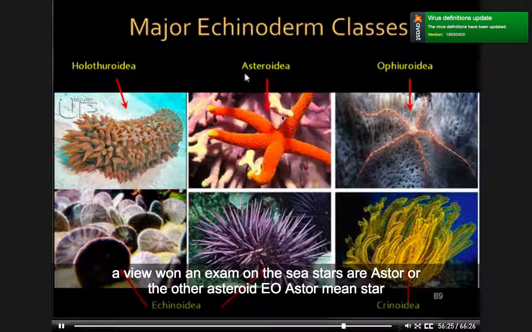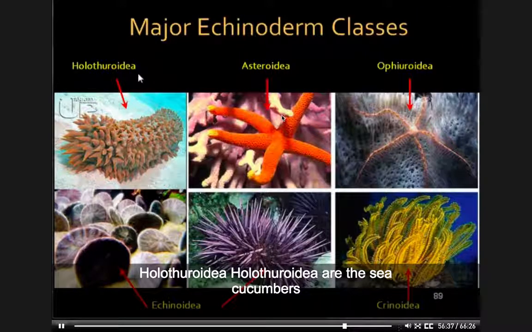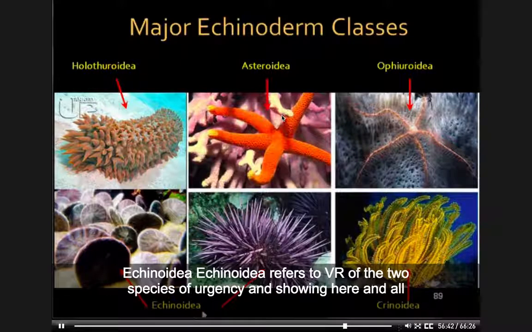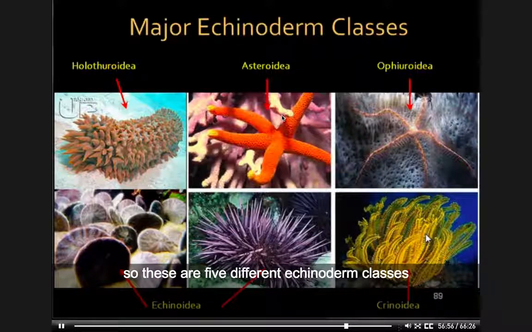The sea stars are Asteroidea. Aster means star. Ophiuroidea for brittle stars. Ophio refers to snake-like. Holothuroidea are the sea cucumbers. Echinoidea refers to the 2 species of urchins that I'm showing you here and all other urchins. And then the Crinoidea. Crinoids are the sea lilies. So these are 5 different echinoderm classes.